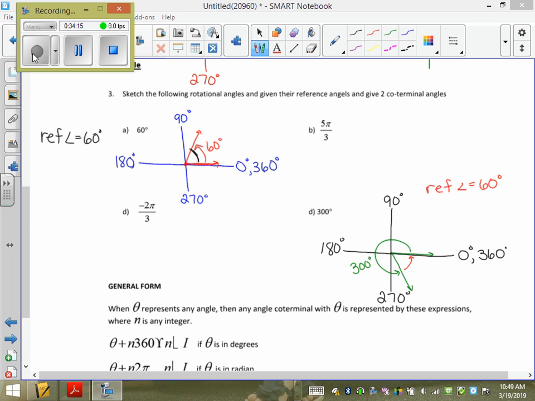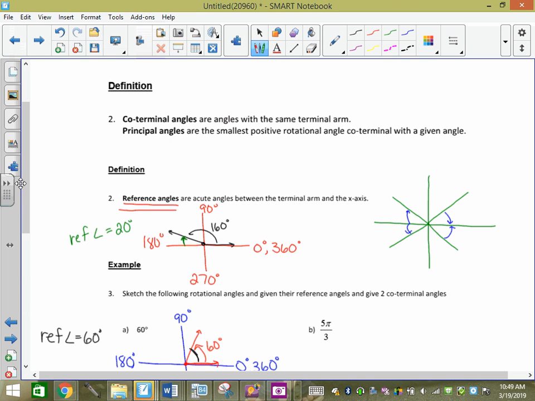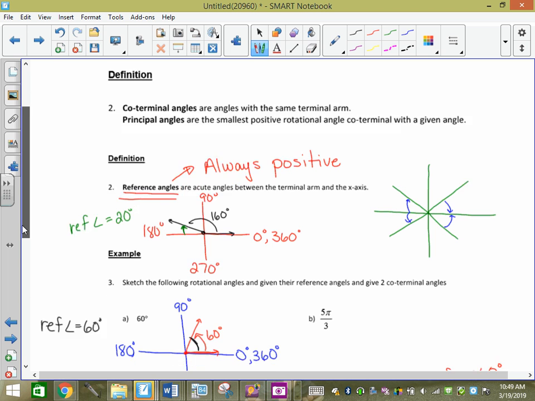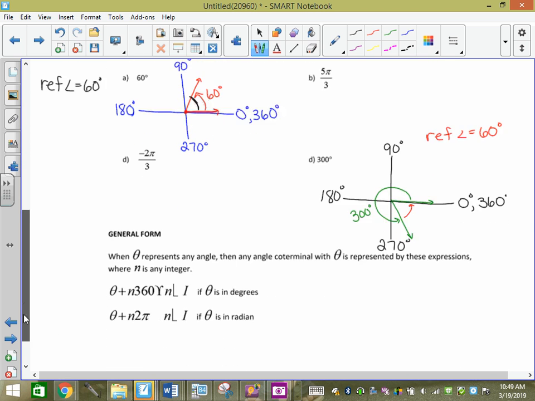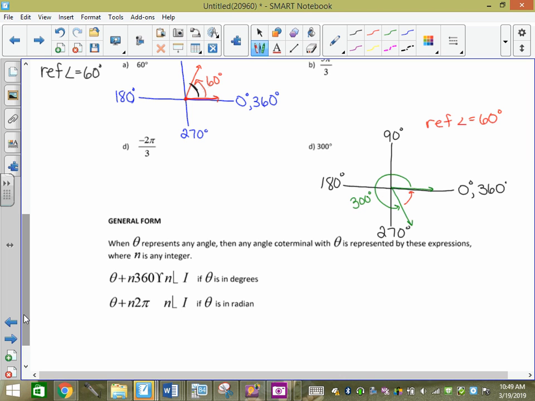This is the key thing. Your reference angle is always positive. So we're going to go up here and we're going to say that too. Always positive. You might say, of course it's always positive. Well, where people think it's not positive is if I gave you a negative angle. So say down here, I did negative 135 degrees.